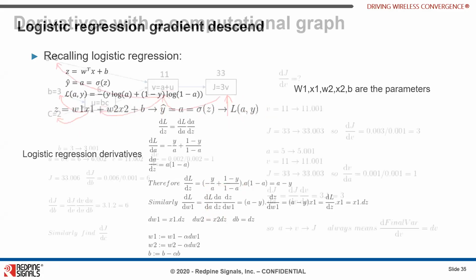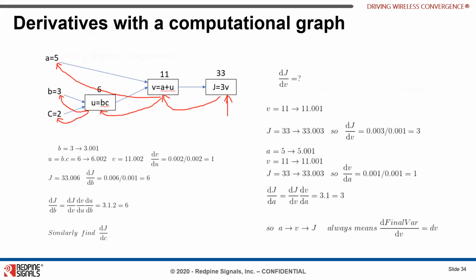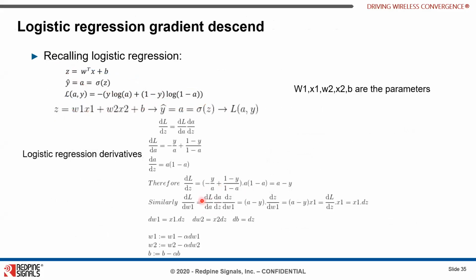Just try to recall from the initial computational graph how we went back. So dl dw1 is dl dA into dA dz into dz dw1. These three need to be computed, so we get something like this: a minus y, because we already know that dl dA into dA dz, that is dl dz, is a minus y, into dz dw1. And dz dw1 is basically x1, if you compute it.